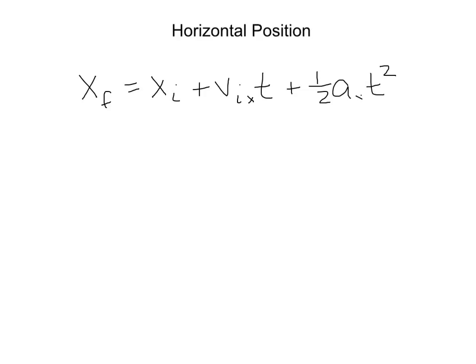This equation should look really familiar to you, except you see all these x's in here. So let's think about the horizontal position of our beanbag and the horizontal parts of our beanbag's path. Let's see if we can't simplify this equation a little bit.